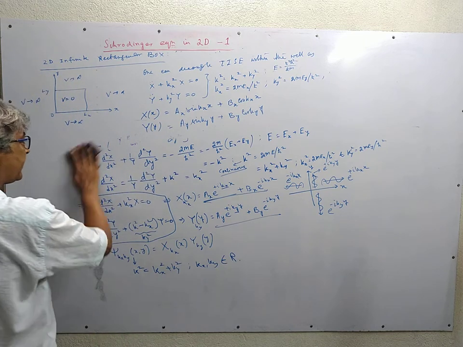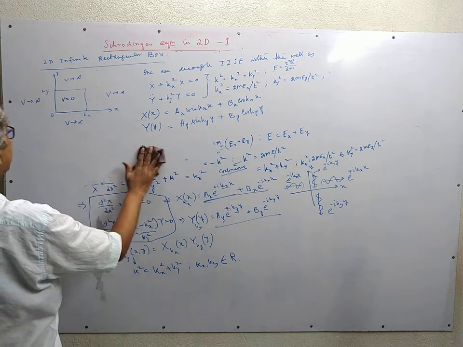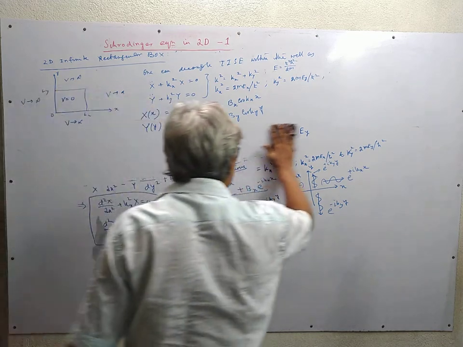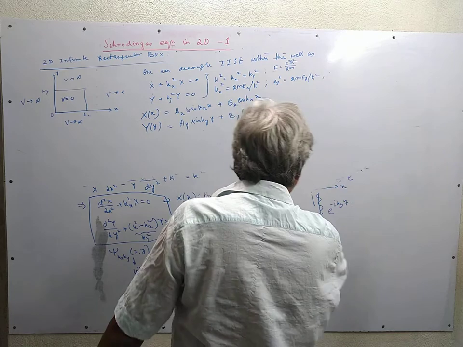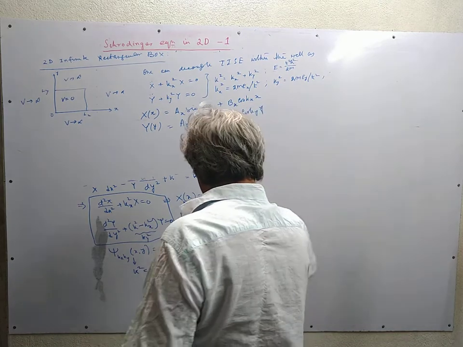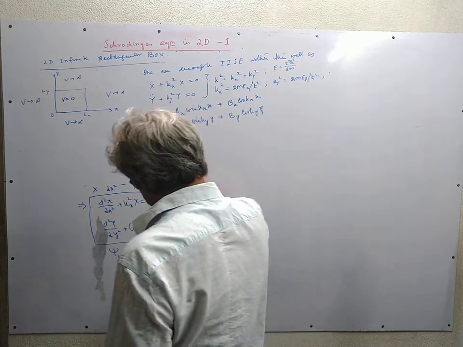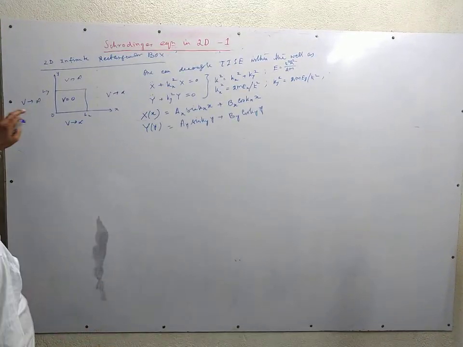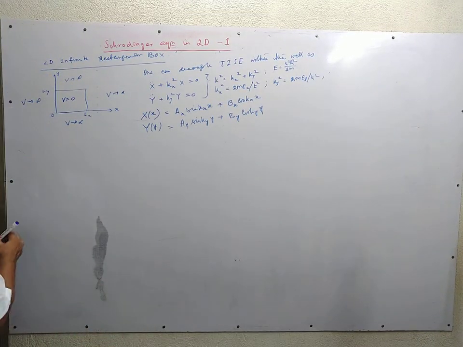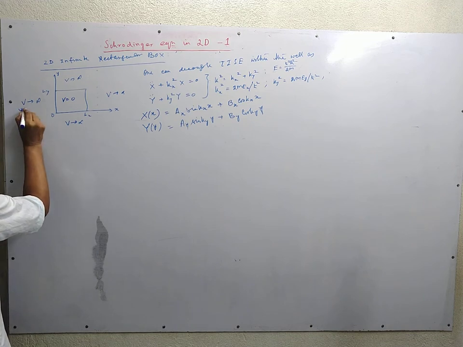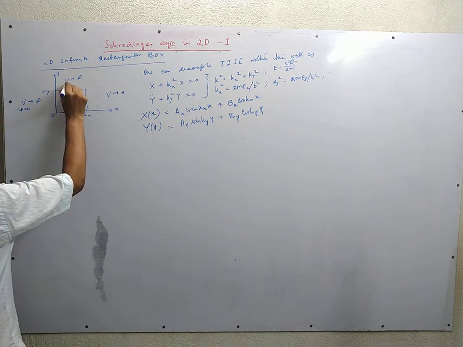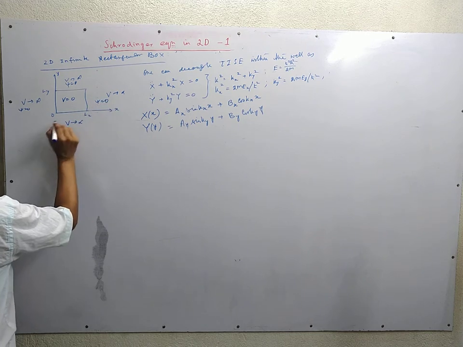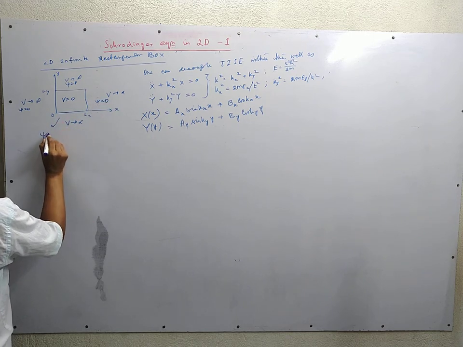Now come to the boundary condition. Since the particle is initially within the well and the potential shoots up to infinity at the walls of the well, it is not possible for the particle to overcome the well, so the wave function should be zero outside the well, as well as on the walls of the well.